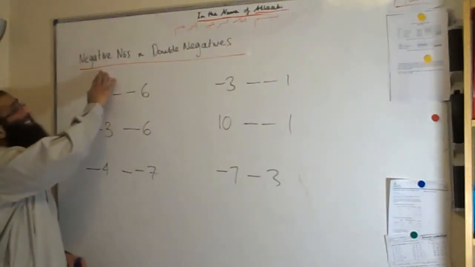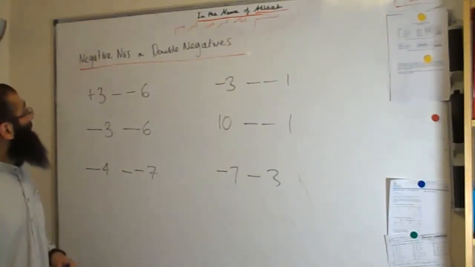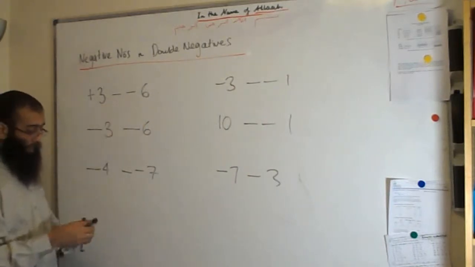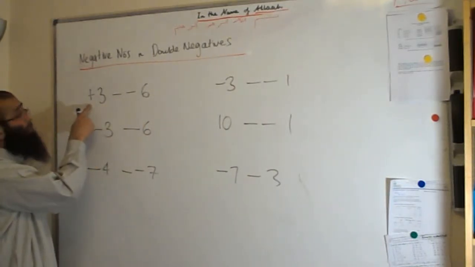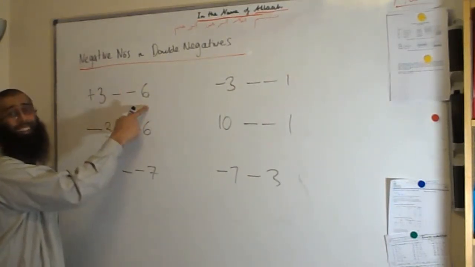between negative numbers and double negatives. Okay, here's our first question over here. We have plus 3 take away minus 6.